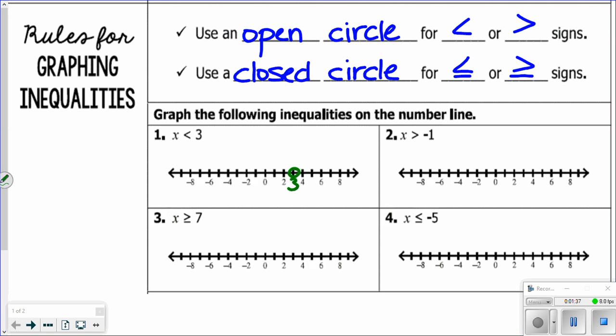So think about it. Is 6 and 8 less than 3? No. Is -5, -1, 0, 1, are those numbers less than 3? Yes. So we need to shade to the left for less than 3.